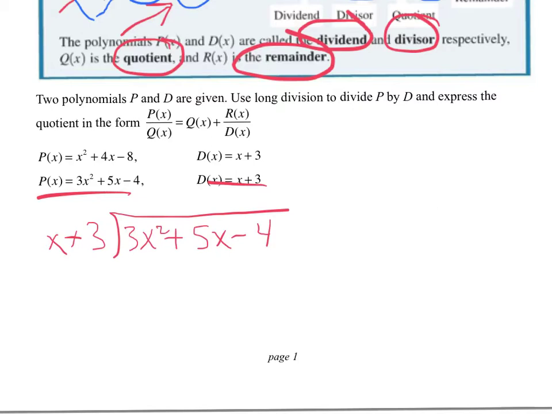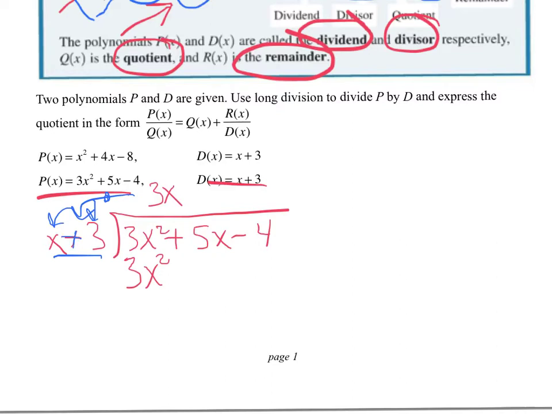Alright, so we have to put something up there that when we multiply times x, we get 3x squared. So that has to be 3x. I know it's 3x because 3x times x is 3x squared, and 3x squared is what I have to get. So I can subtract it. Now the distributive property is in effect because I'm multiplying this 3x times a sum, so I have to multiply times each term in the sum. That's the distributive property of multiplication with respect to addition.